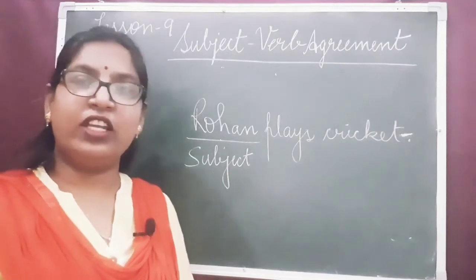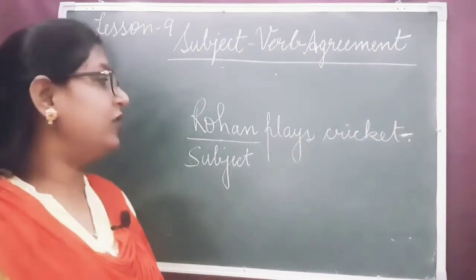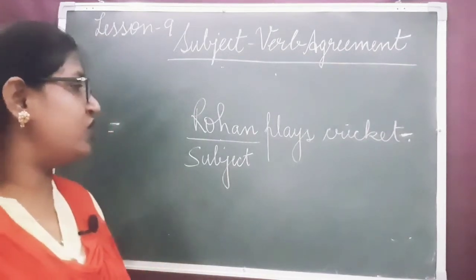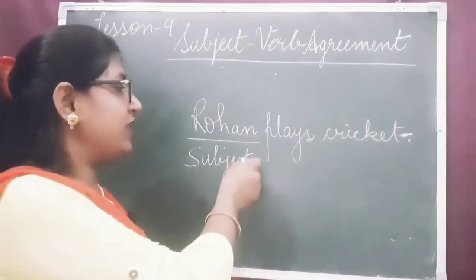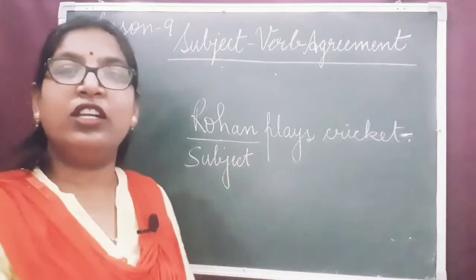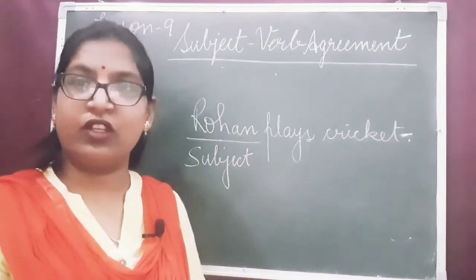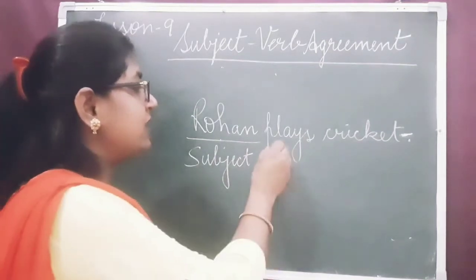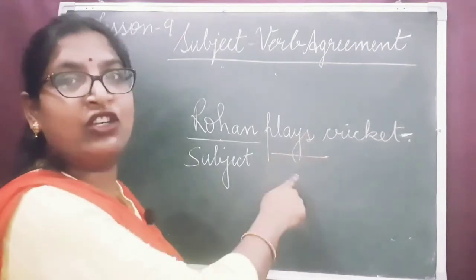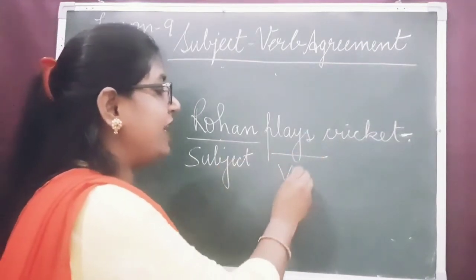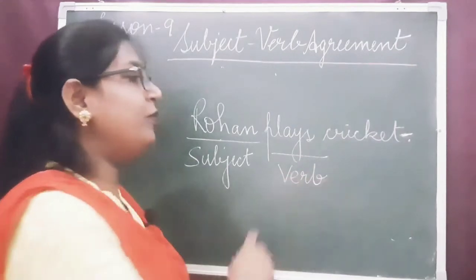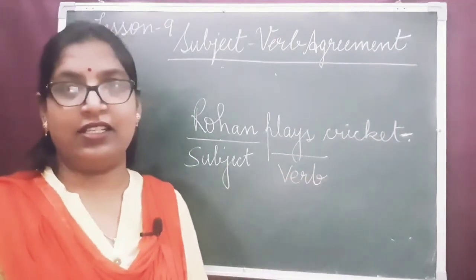Now how do we come to know about the verb? We ask the question: who performs the action? We came to know, that is the subject. Rohan is doing what? What is he doing? He is playing. The action of playing is performed by Rohan. So plays is the verb in this sentence.